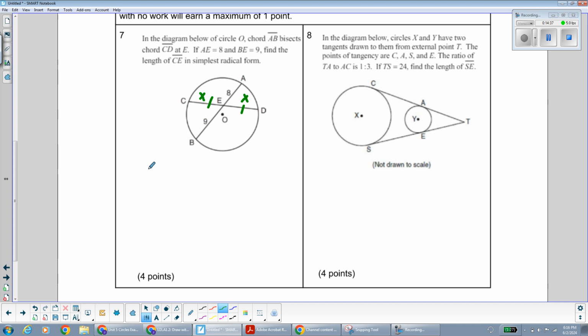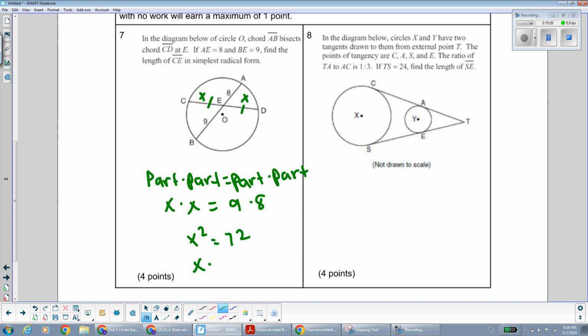And now we can use our term from earlier in the video for finding segment lengths in chords. Part equals part. So chord CD from the point of the letter X to the other end is X, and X. And from the intersection point on the other chord, that's 9 and 8. So we have x squared is equal to 72. X is radical 72. It does say in simplest radical form, so you will lose a point if it's not in simplest radical form.